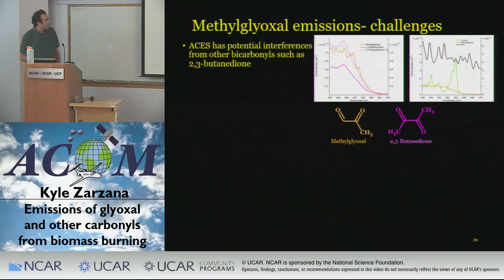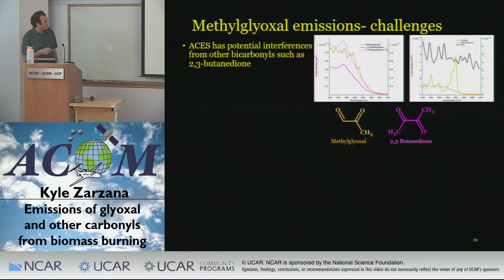So I'm going to talk about the methylglyoxal emissions first. This was a very challenging measurement, both for our instrument and for other instruments. So methylglyoxal's cross-section is down here in this orange, and it's not a very distinct cross-section. NO2 has lots of features with these peaks and valleys. Glyoxal has this nice peak here around 455. Methylglyoxal really doesn't have much. And there's other compounds such as 2,3-butanedione, which is just methylglyoxal with a methyl group over here. And they have very similar cross-sections.